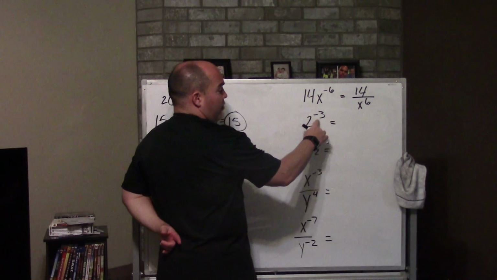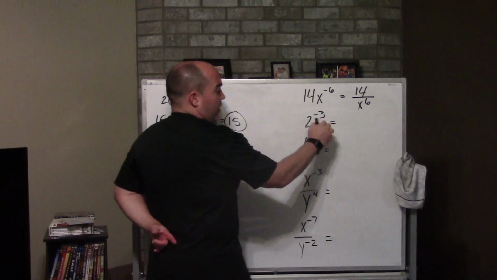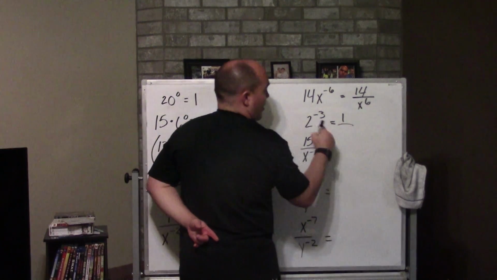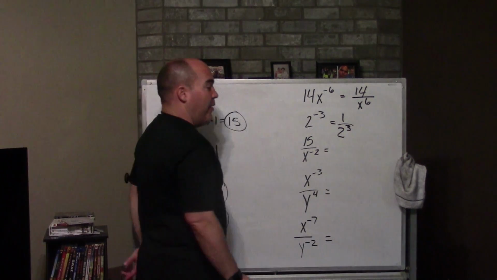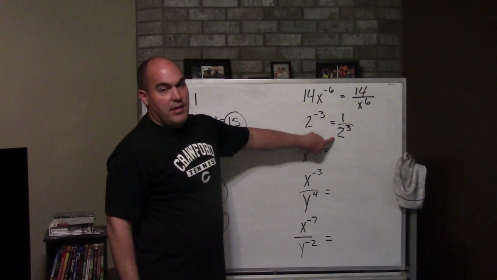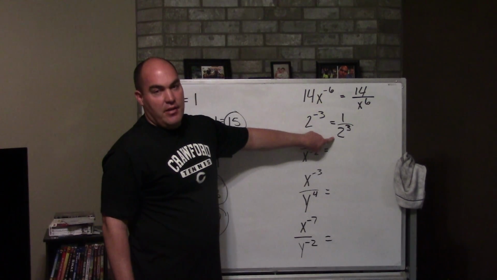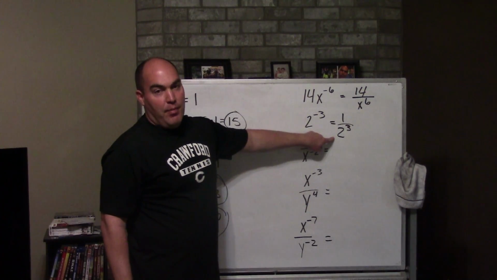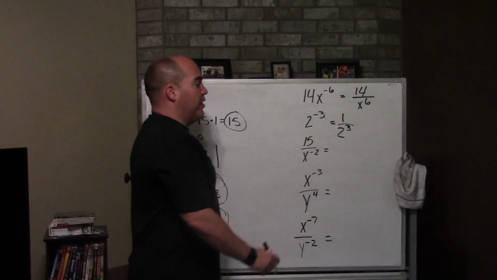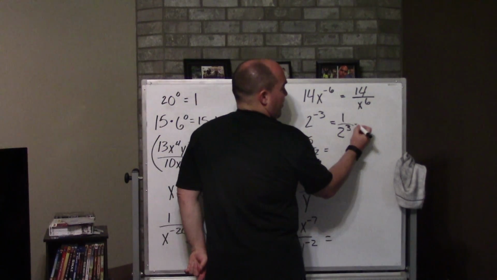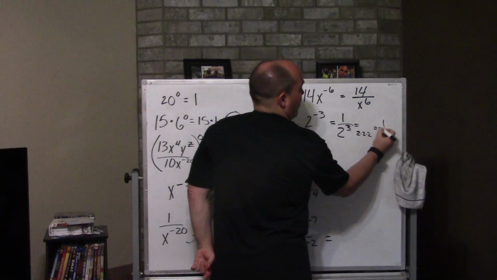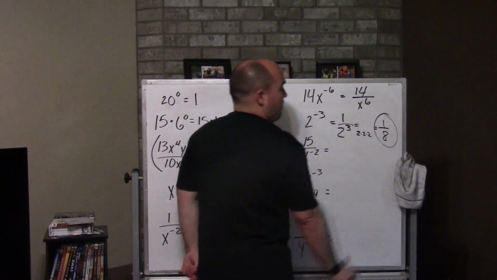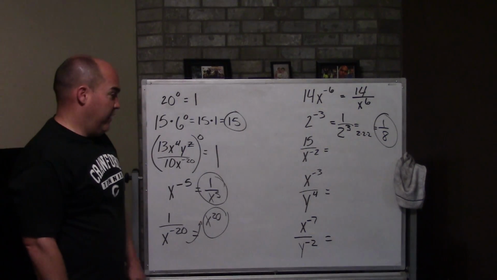Right here we have 2 to the negative 3. So we're going to move this negative 3 down to the bottom and make it 2 cubed. Now we actually know what 2 cubed is. It's not a variable. So if we know what the answer is, or we can figure it out by plugging it in a calculator, then we're going to do that work. So 2 cubed, remember, is the same thing as 2 times 2 times 2. So that would be 1 over 8 would be our final answer there.